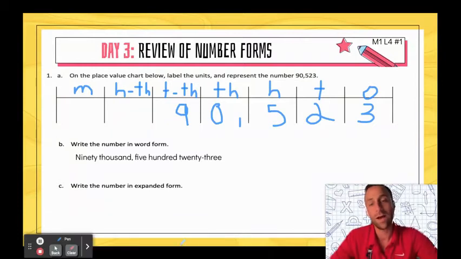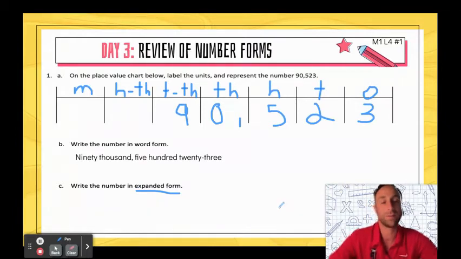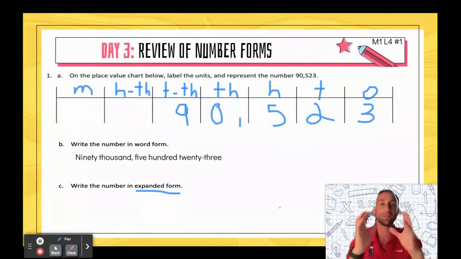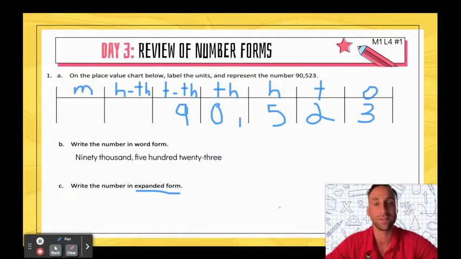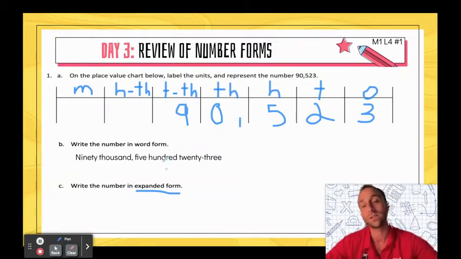Lastly here, we now have to represent the number using expanded form. If we could remember back to expanded form, that is where we find each digit's value and put it into what looks like an addition equation. If we were to add it all together, we would still get our original number in standard form. So whenever I work with expanded form, I like to always start in the greatest place that's visible. This is the 10,000s place, right? So I know that 9 10,000s have a value of 90,000.